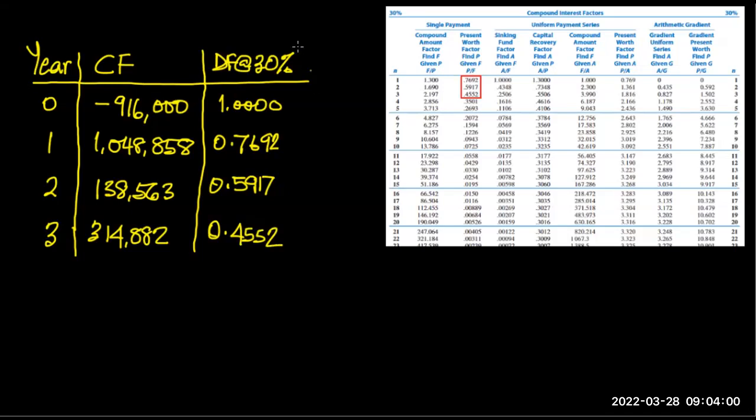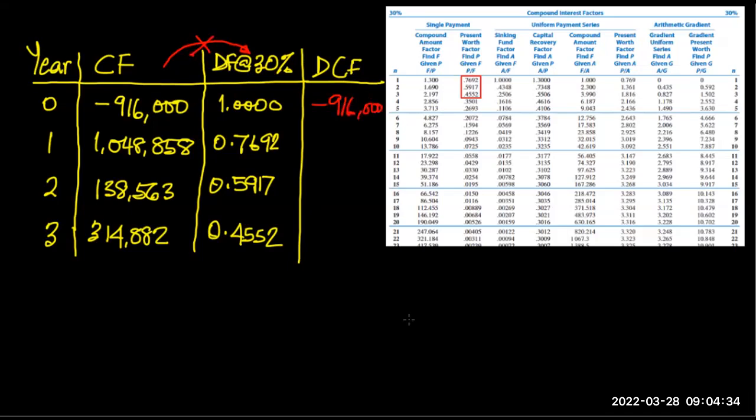Then the next one we are supposed to find. I think we're just asked to find the discounted cash flow. So what is our discounted cash flow? At this stage, it is the cash flow times the discount factor. So we multiply these two, it gives you that. These times this is negative 916,000. Multiply by this, you get this.